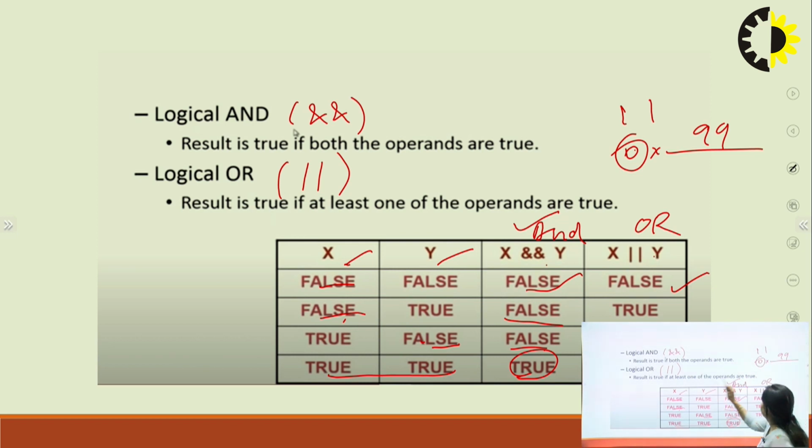Now, for the OR case, if both are false, the answer is false, right? But if any one is true, then the answer comes true. Okay, if any one is true, true. So in our case, if you find any expression true, then you do not need to evaluate further. Give the answer true. And if you find any one false in the case of AND, just print the answer false, right?